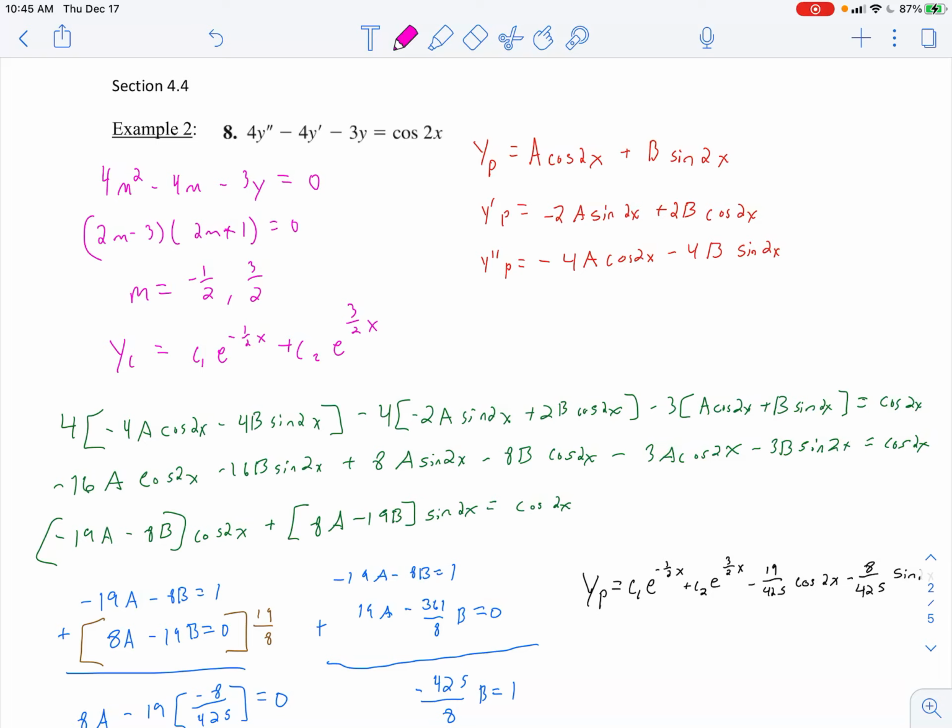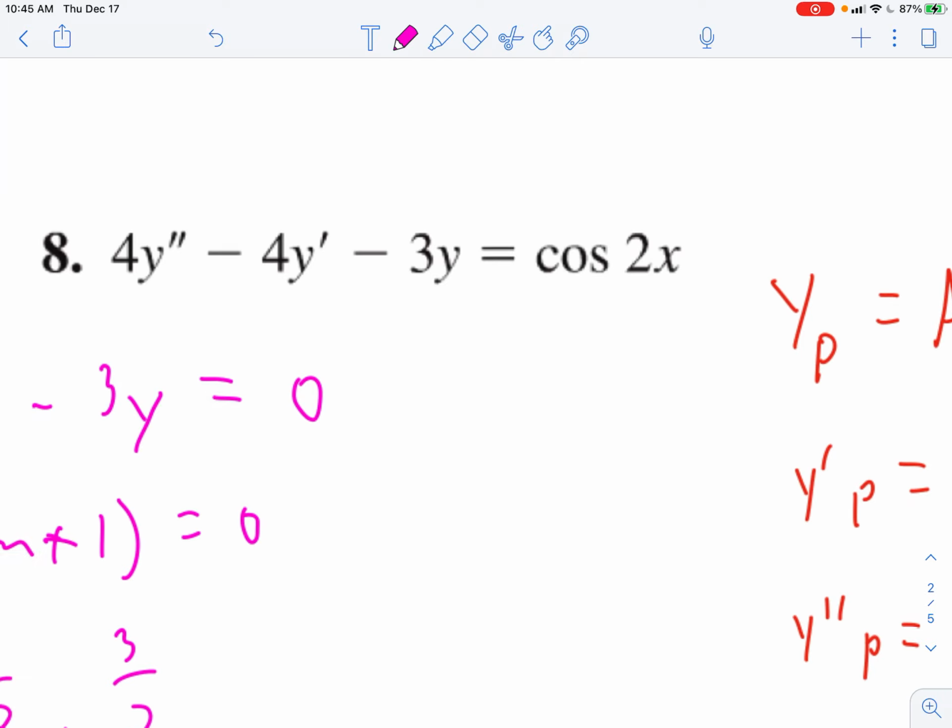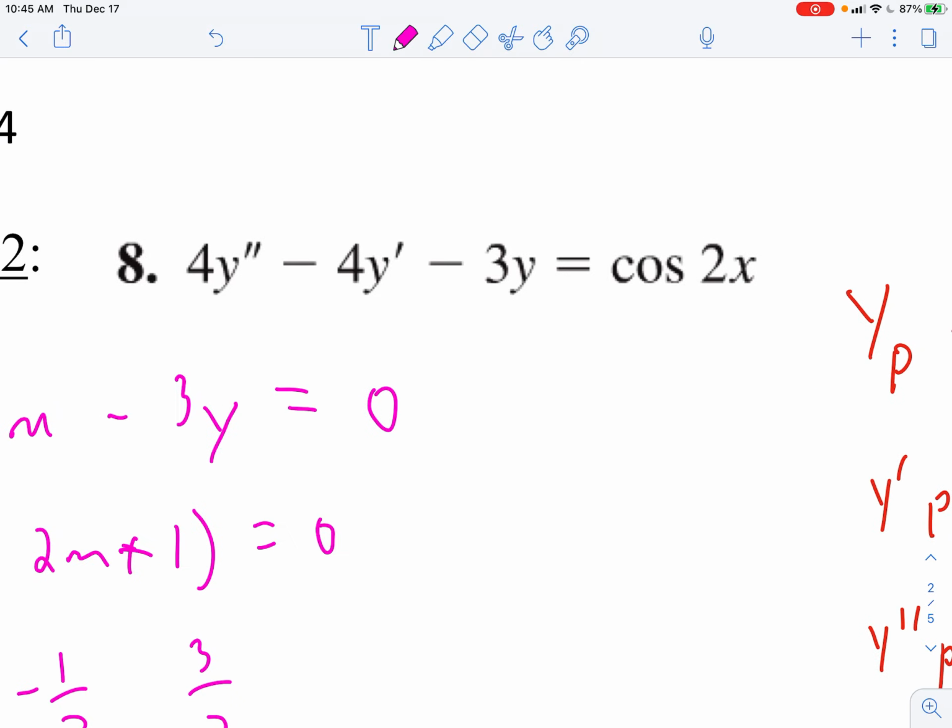We're going to just keep chugging along, going to 4.4. So now we're going to start with example 2. If we look at example 2, we have 4y double prime minus 4y prime minus 3y equals cosine 2x. Again, we know that our y is going to be the superposition of our complementary plus our particular. So we first need to find the complementary solution.